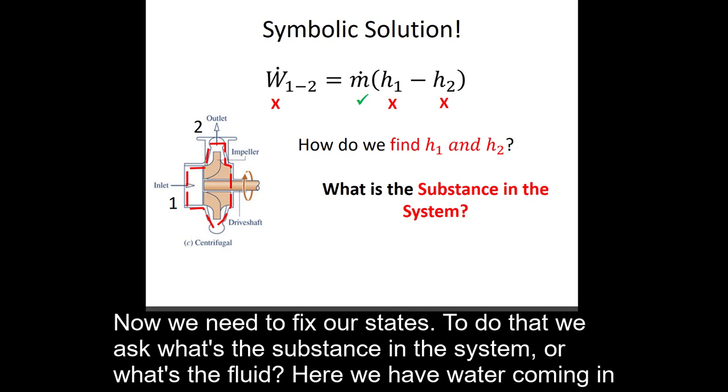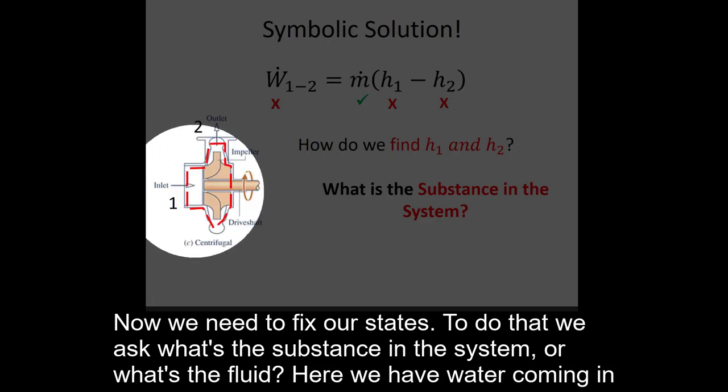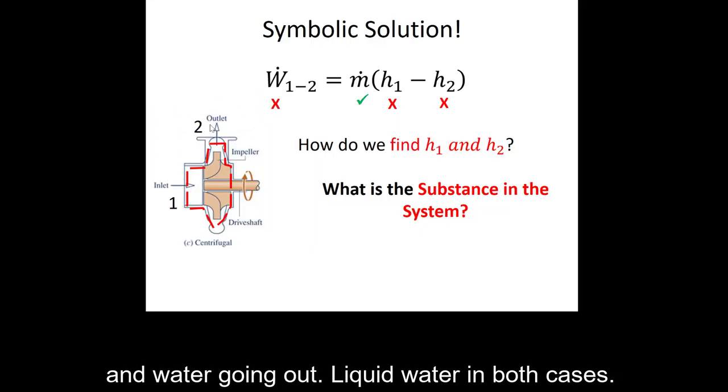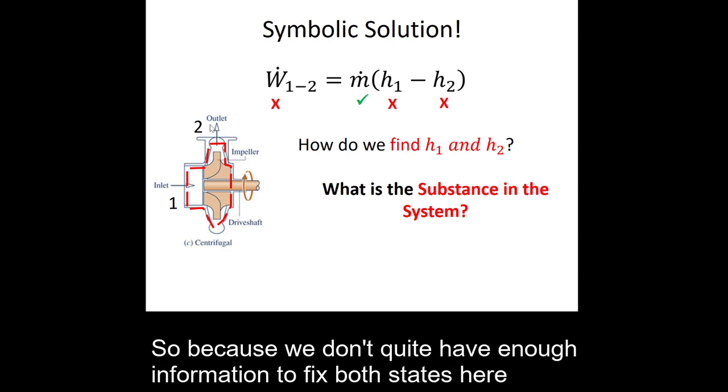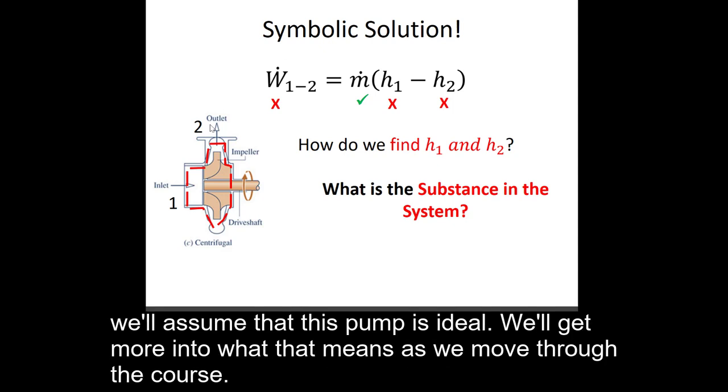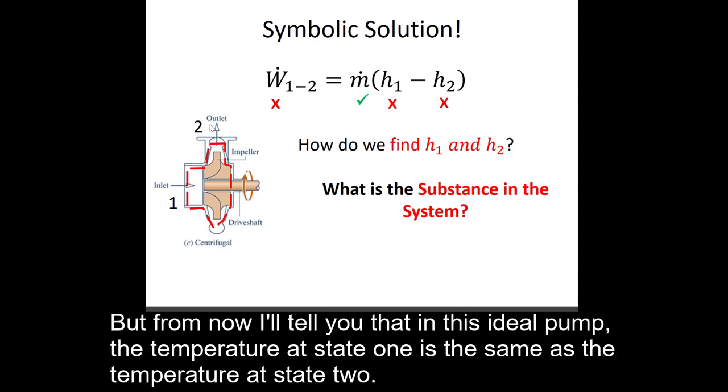To do that, we ask, what's the substance in the system, or what's the fluid? Here we have water coming in and water going out. Liquid water in both cases. So because we don't quite have enough information to fix both states here, we'll assume that this pump is ideal. We'll get more into what that means as we move through the course. But for now, I'll tell you that in this ideal pump, the temperature at state 1 is the same as the temperature at state 2.